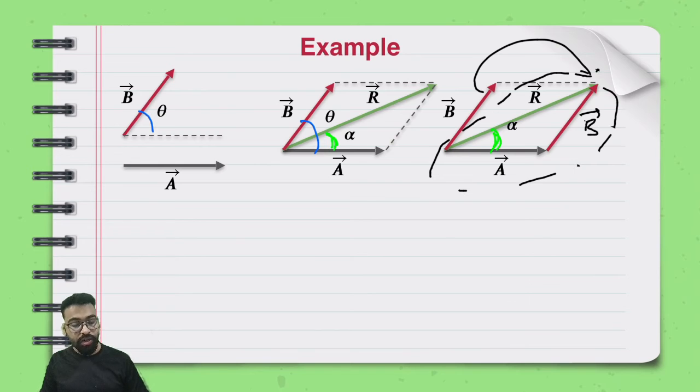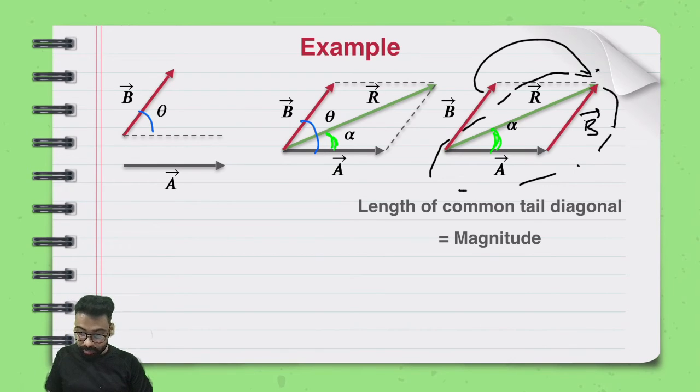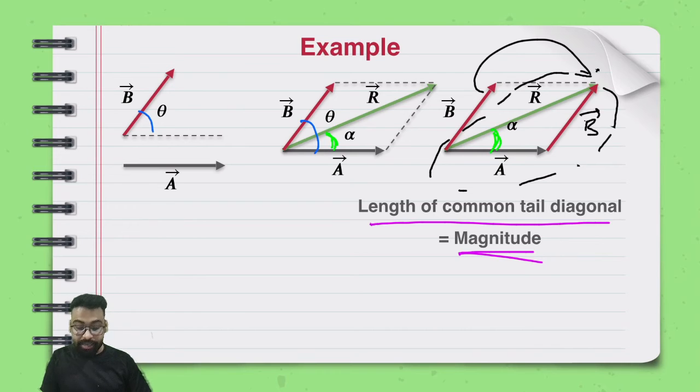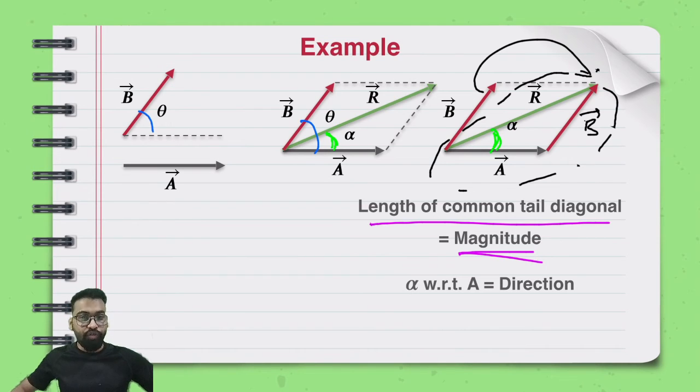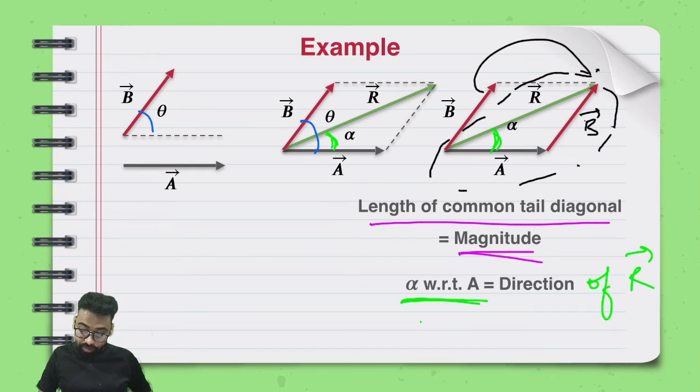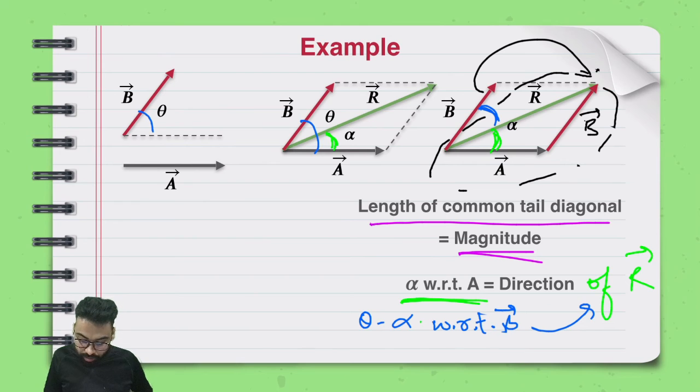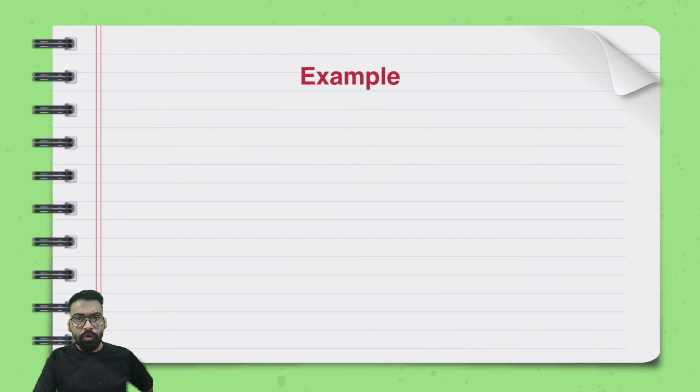If I have more things over here, I would just say that the length of the common tail diagonal is the magnitude, that is, this length over here is the magnitude, and similarly I can say the direction of R is alpha angle with respect to A. If you want to write, you can again say that this angle would be theta minus alpha with respect to B, and that will also be correct. Obviously this is vector A, right? So I hope you are able to understand this with our example.